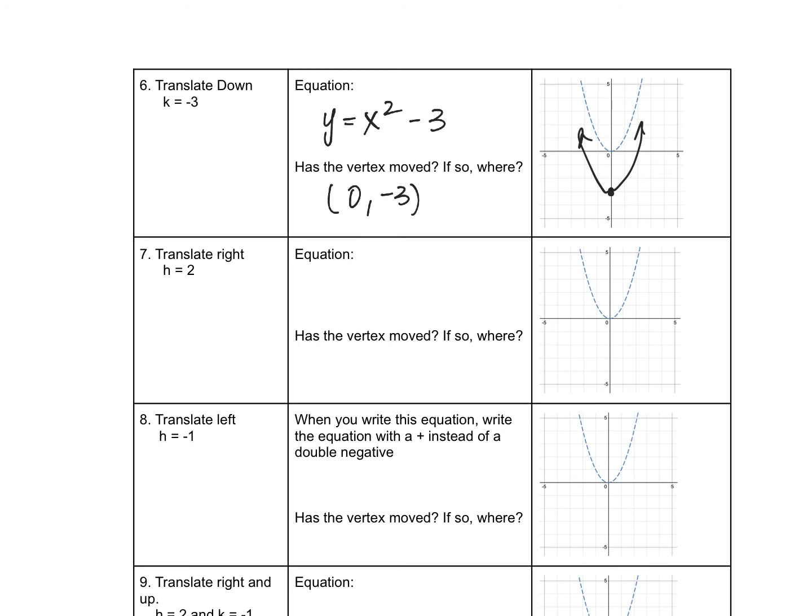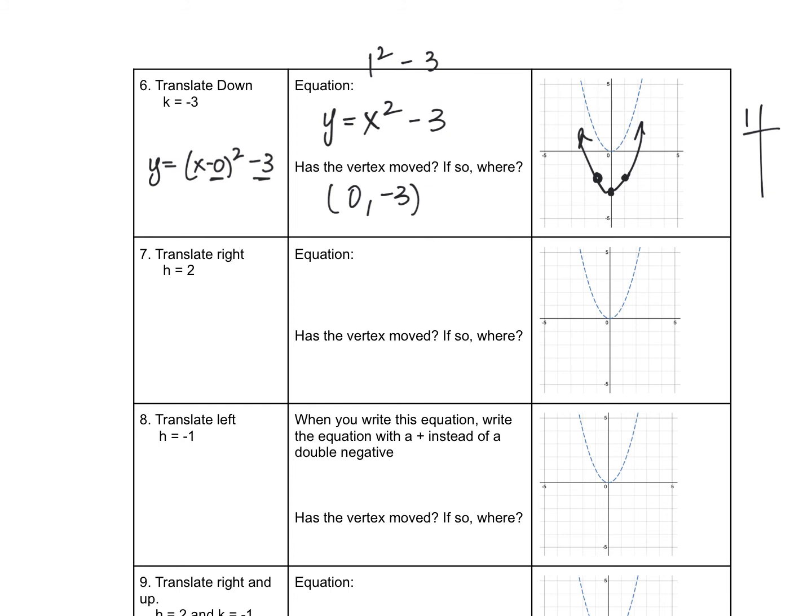Again, I could actually get some real points. You know, if I plugged in like a 1, I would do 1 squared, which is 1, take away 3 is negative 2. So 1, negative 2, which mine landed pretty good. But you could always just plug some points in. Again, if you wrote this in vertex form, it would look like this. y equals x minus 0 squared minus 3. And then I can see, hey, my vertex is 0, negative 3.